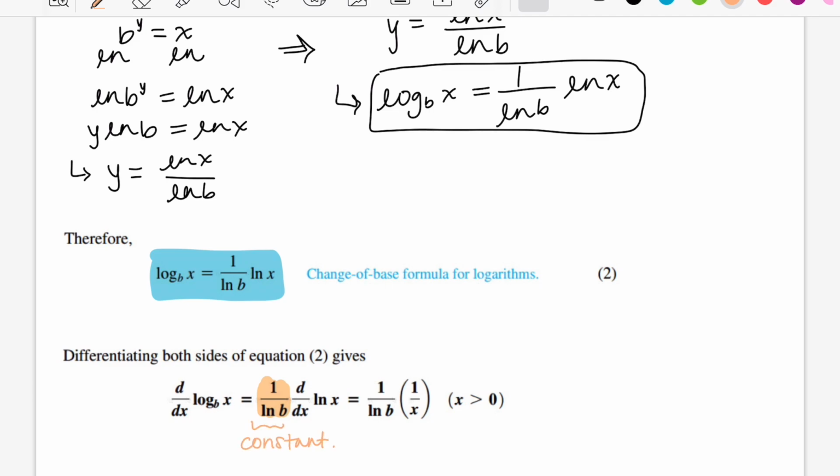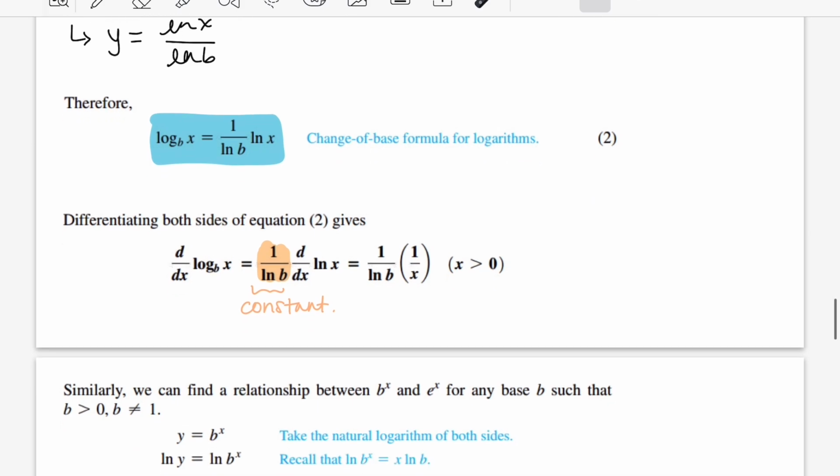So we take it out in front and then just find the derivative of ln x. So this 1 over ln b stays out in front, and we know from before that the derivative of ln x is 1 over x. Okay? So that's why we wanted to find this change of base formula, so that we could determine the derivative of log base b of x.